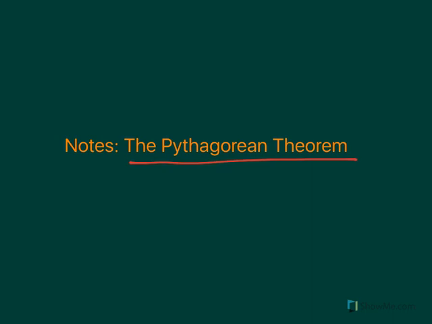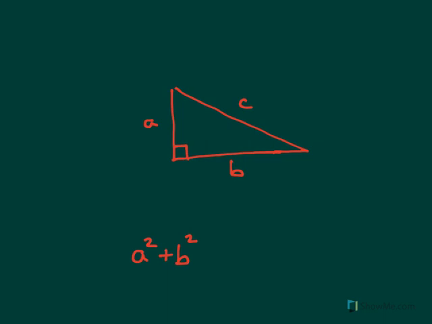So let's go ahead and look at the formula for the Pythagorean theorem. If we have a right triangle, we know that it has a right angle, 90 degrees. And if we look at side A, side B, and side C, what we can say is that the square of side A plus the square of side B will always equal the square of side C, so C squared. So algebraically it works out to be A squared plus B squared equals C squared.